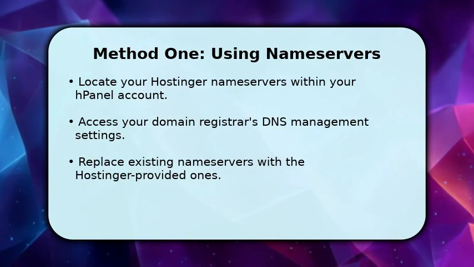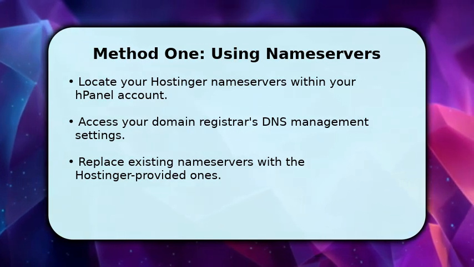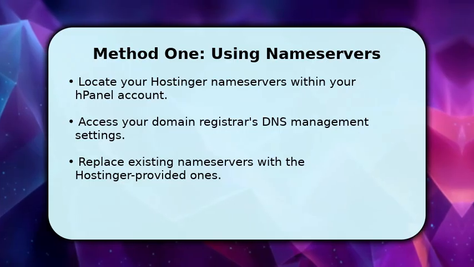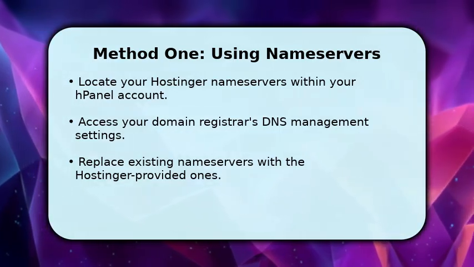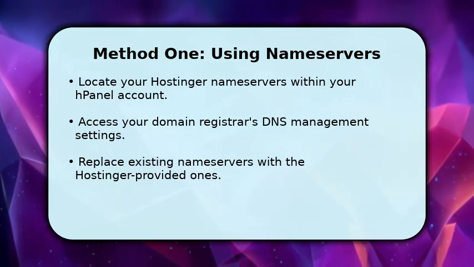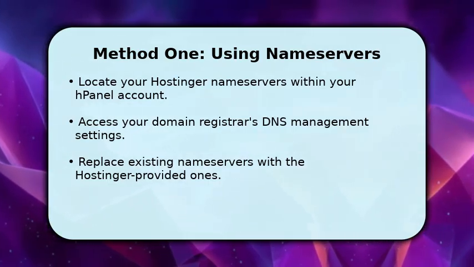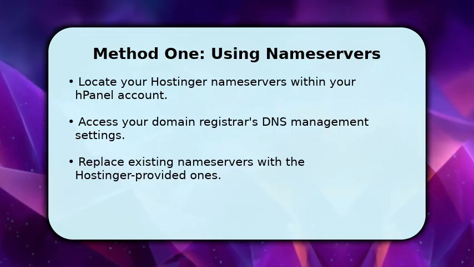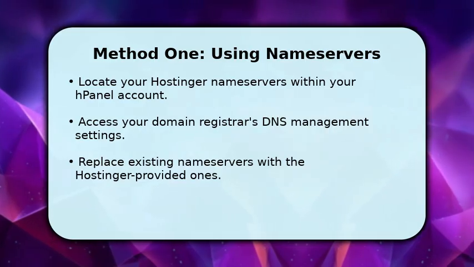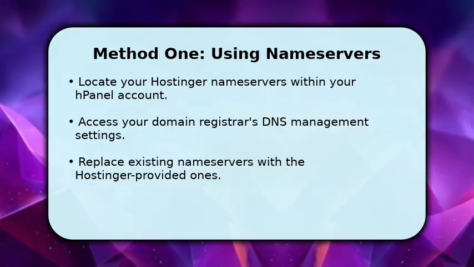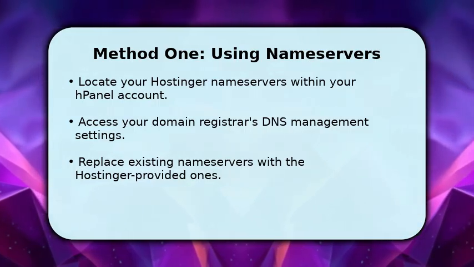The recommended way to connect your domain is by updating name servers. First, log into your Hostinger hPanel and find your unique name server addresses, usually two of them. Next, go to your domain registrar, where you purchased your domain, and navigate to their DNS or name server management section. Replace any existing name servers with the ones from Hostinger. Save these changes. Remember, it can take up to 24 hours for these updates to fully spread across the internet.